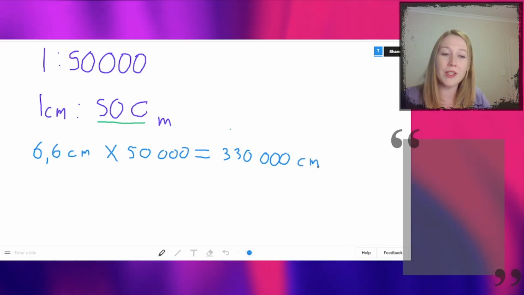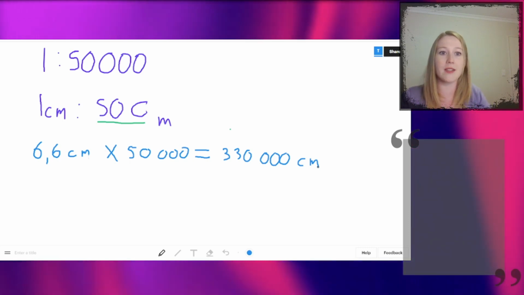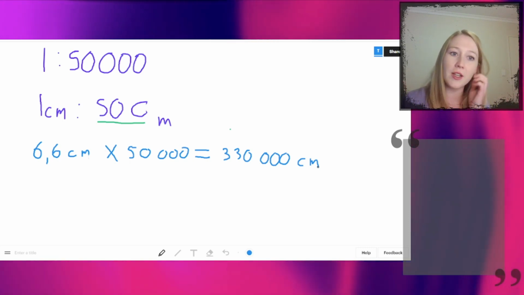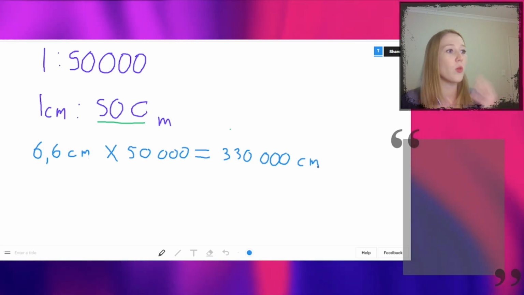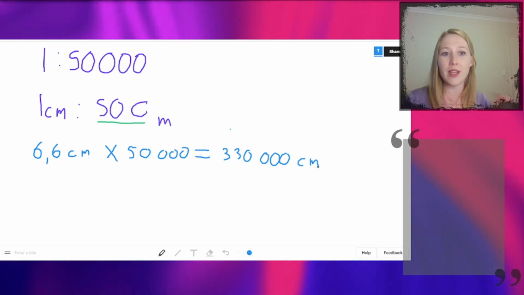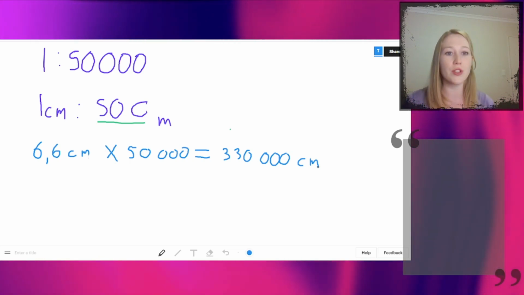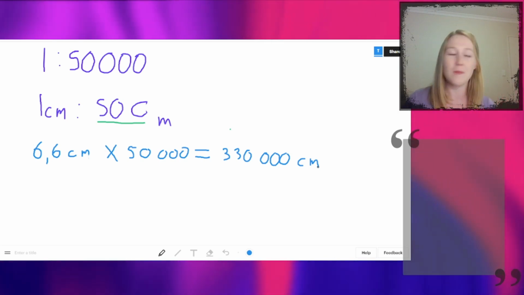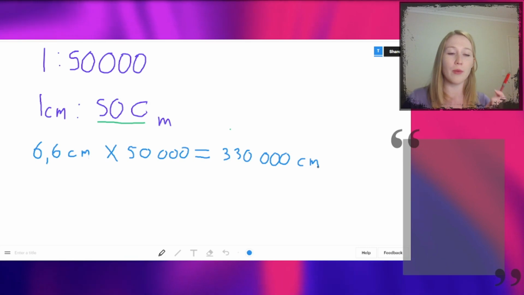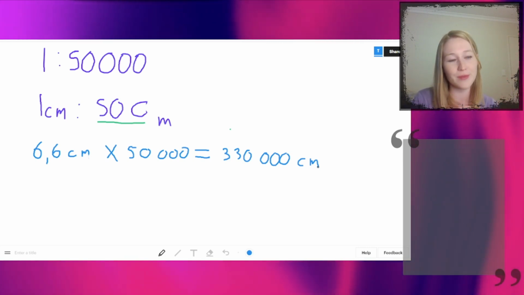Now, at this point, I would go back to my question. If I'm doing a test or an exercise, I'd go back to my question and see how the question wanted it. Did it want it in meters? Did it want it in kilometers? And then I would convert it. Because we don't have a question, we're going to convert to each one. So we have our answer in centimeters already. That's great. Then I'm first going to convert it to meters and then to kilometers.